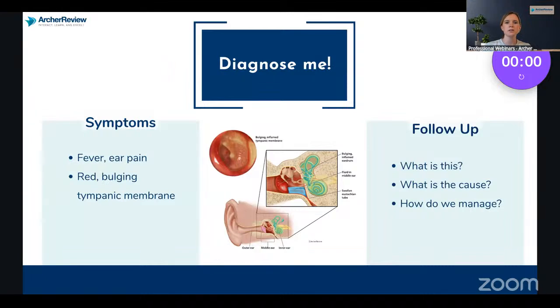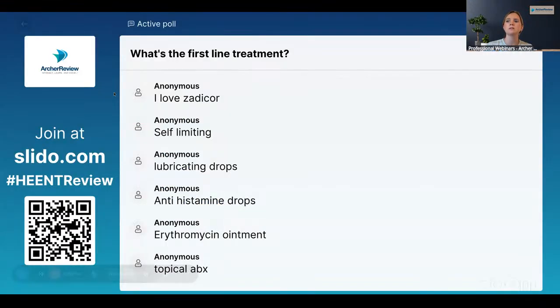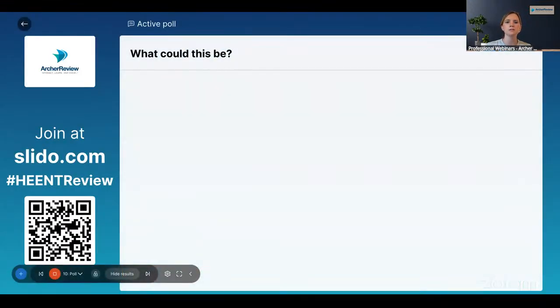So our next patient, diving into the ears, we have a patient who has a fever. They've got ear pain. You look at the tympanic membrane and it is red and bulging with purulent fluid. We have a beautiful little picture right there showing you what it looks like through your otoscope, and then again the anatomy of the ear. So what do you guys think this one is?